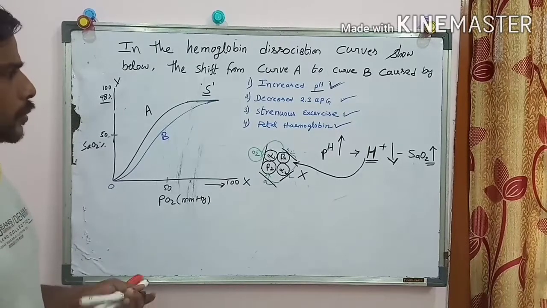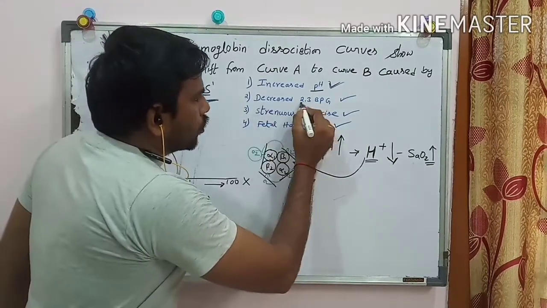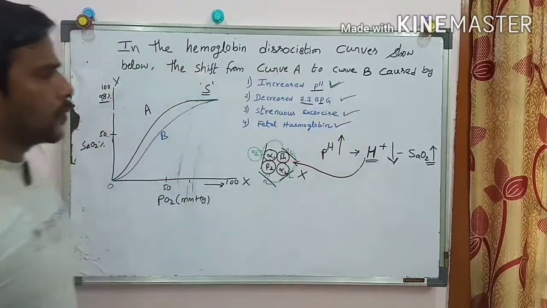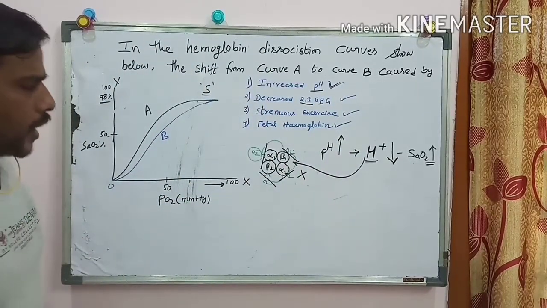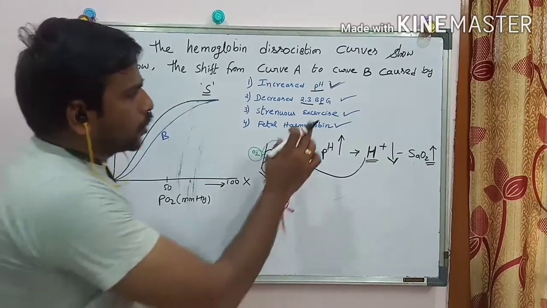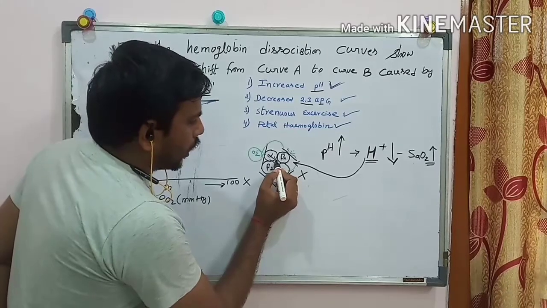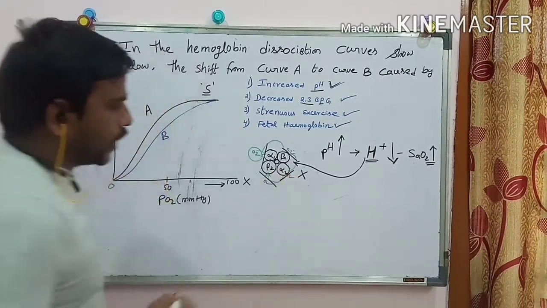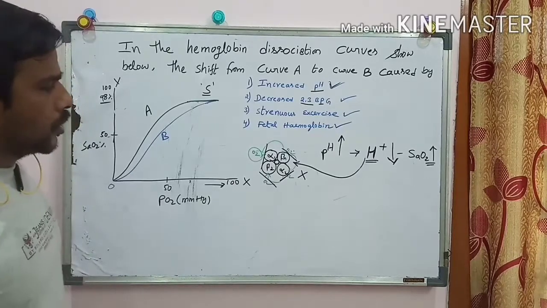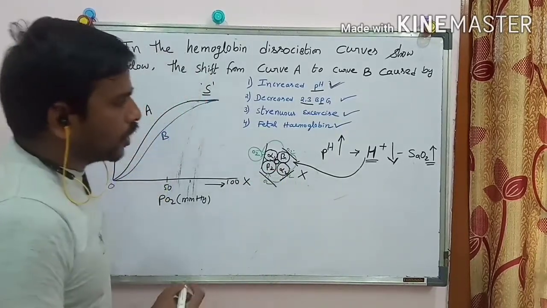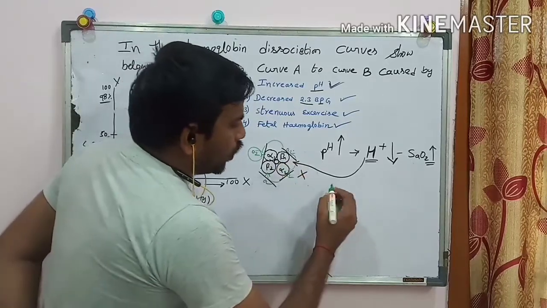How the curve shifts. Now see the second option, decreased 2,3 BPG. What is the effect of this 2,3 bisphosphoglycerate? Generally, this 2,3 bisphosphoglycerate goes and sits at the junction of the beta 1 and beta 2 subunits. In the beta 1 and beta 2 subunits, there is one amino acid there.